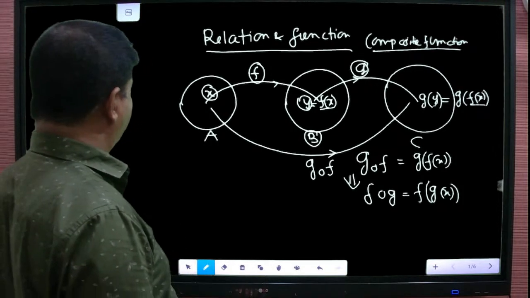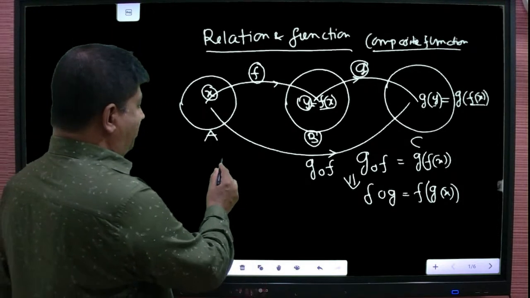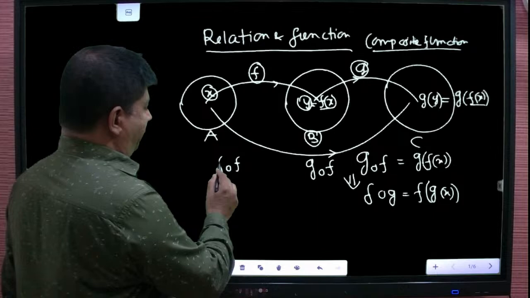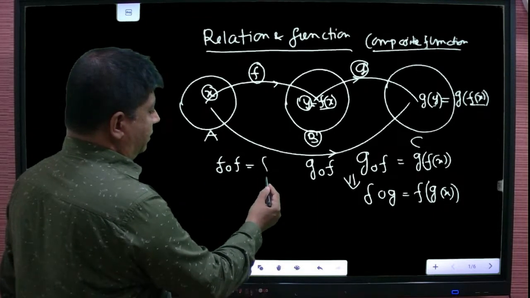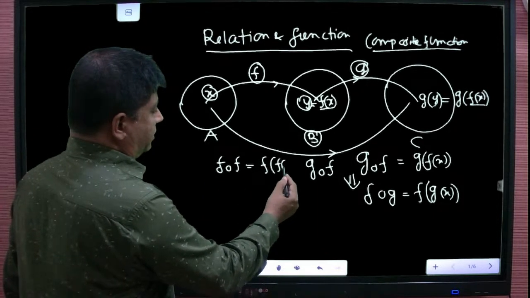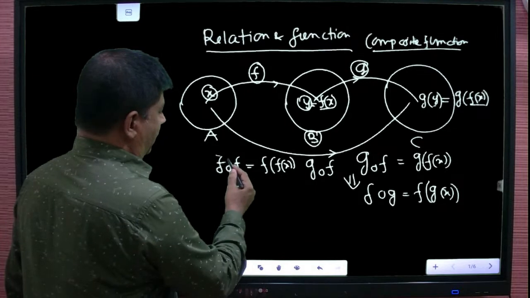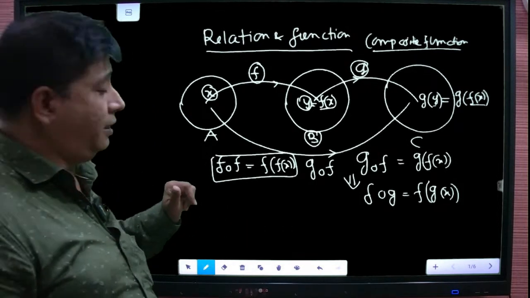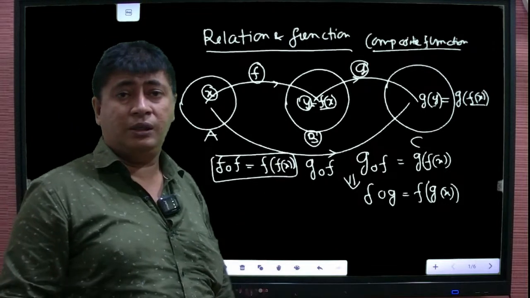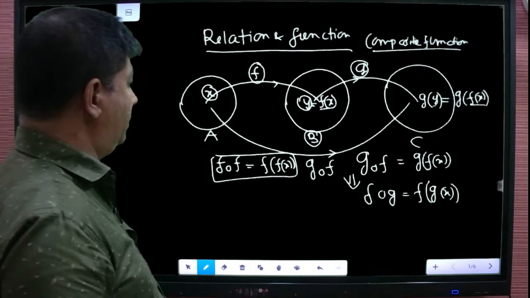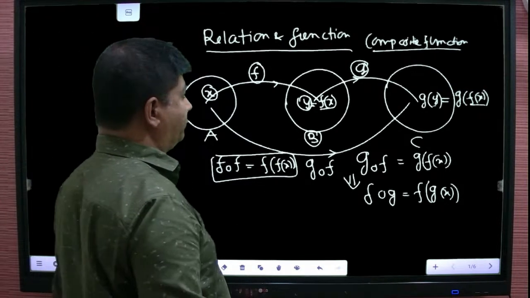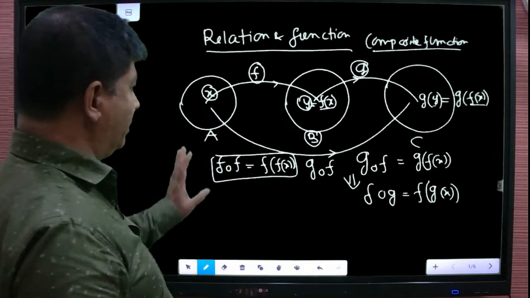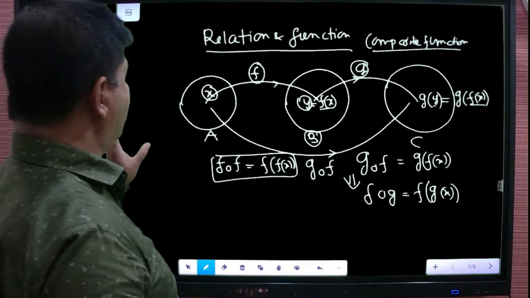Now suppose you have got f of f. It means what? f of f(x). Composition of two same functions. Okay? Composition of two same functions. Now, based on this, let us discuss one example.